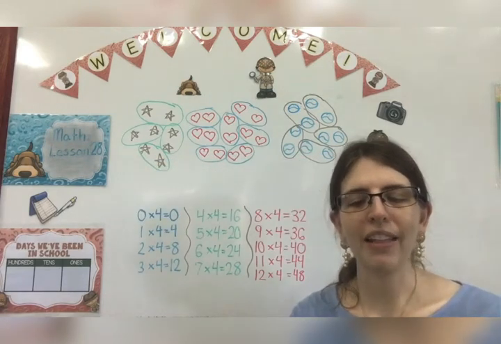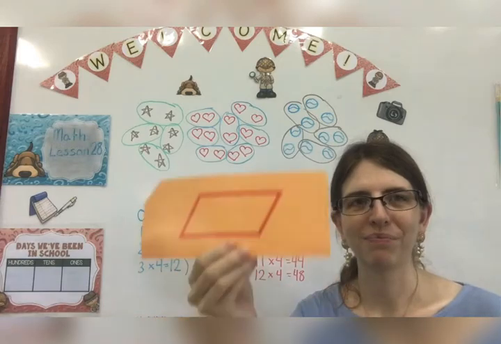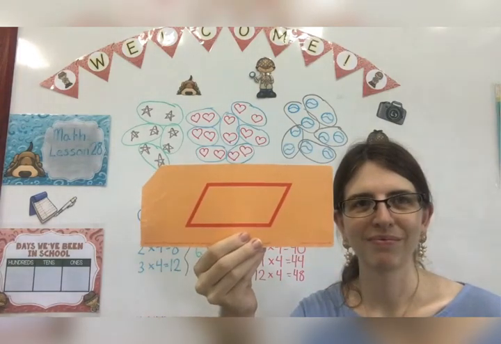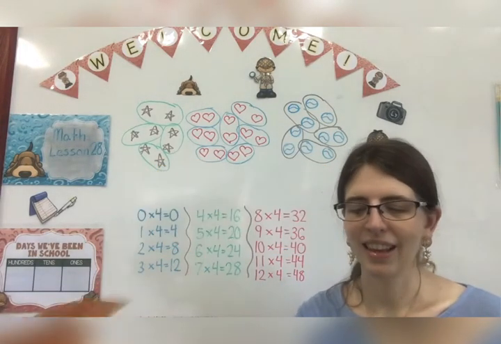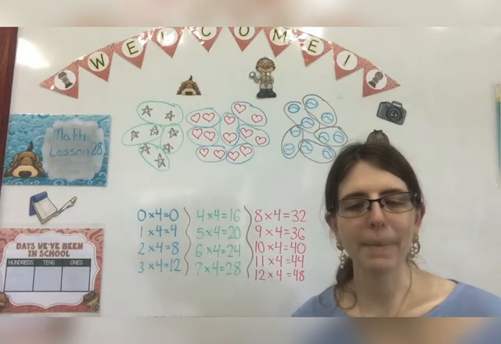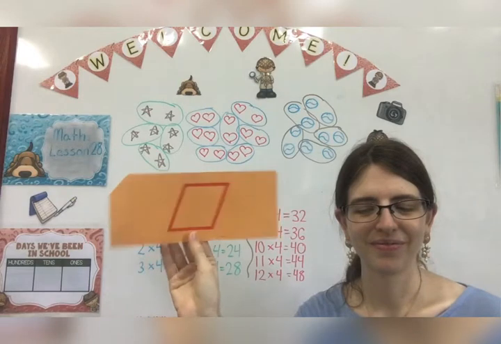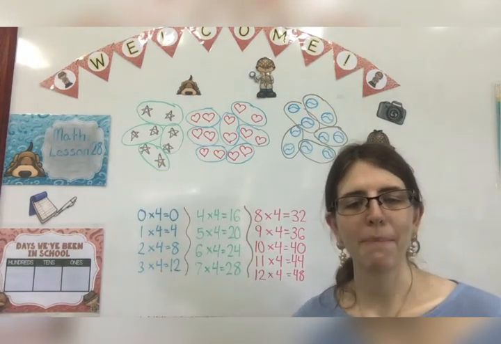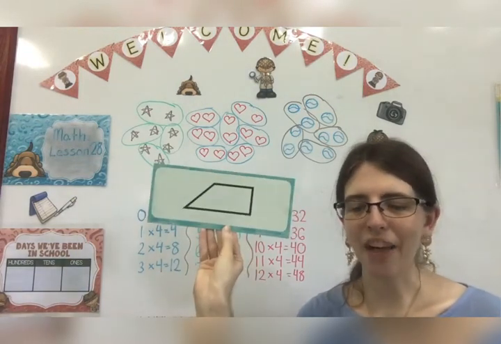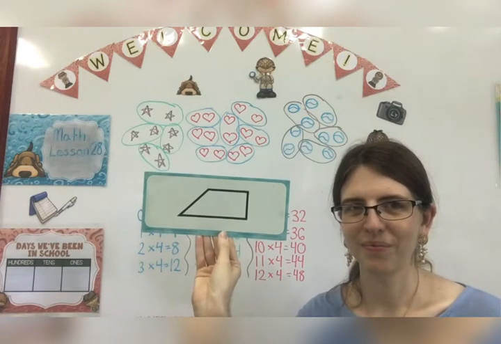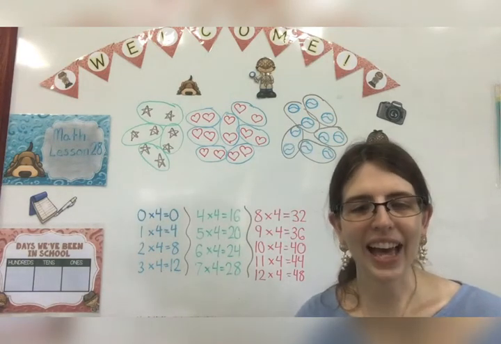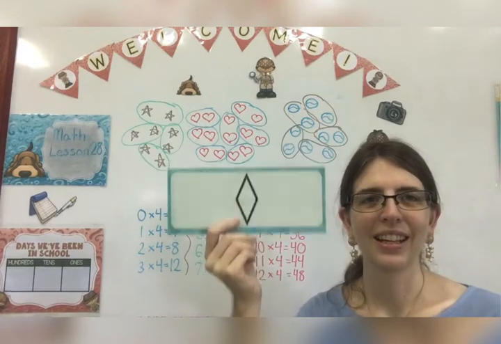Color the parallelograms purple. Color the rhombuses green. The trapezoids need to be yellow. And the kites, orange.